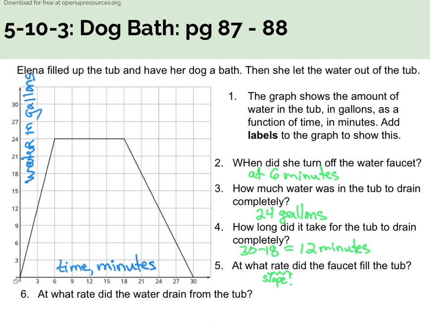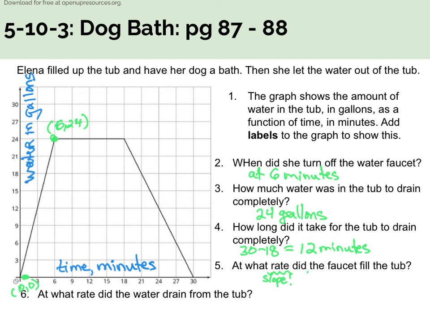Okay, so we'll go ahead and figure out the slope for when the faucet filled up. So let's go ahead and figure out that part. We're starting here at 0, 0, and then we're going to come all the way up here at 6, 24. That's a 6. And then let's go ahead and figure out that slope, right?